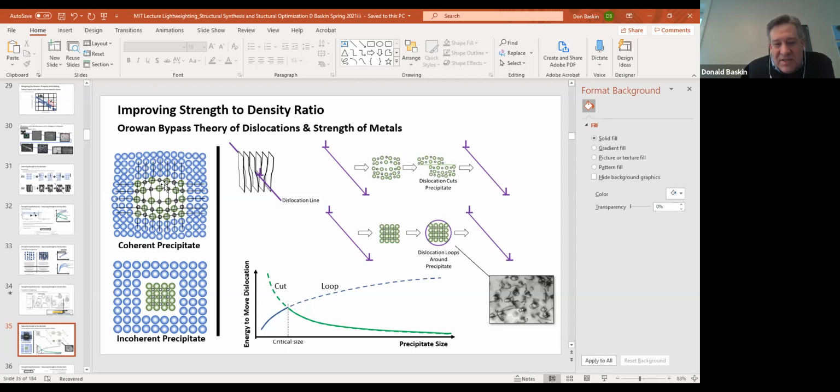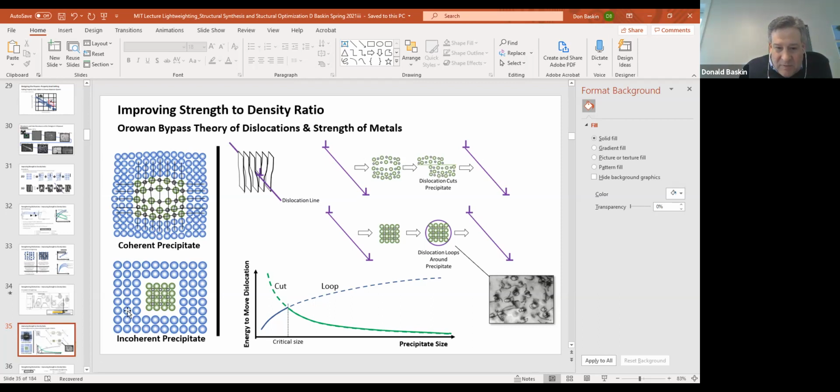Because these atoms aren't the same, there's a strain. There's some distortion in this lattice of atoms that makes it more painful, requires more energy, to move a dislocation through this region. As a dislocation moves through this coherent precipitate, it'll actually cut through this precipitate. And it takes energy to do that. Depending on the size, it takes more or less energy.